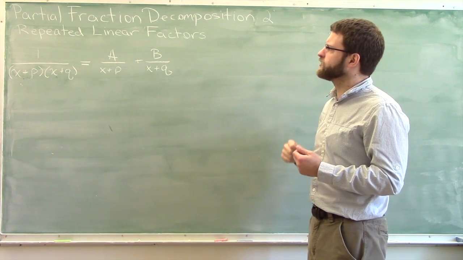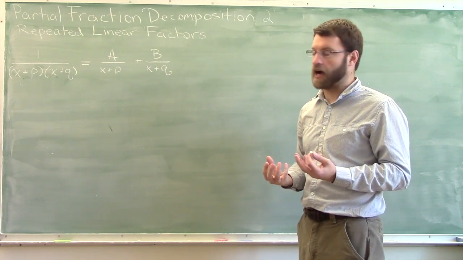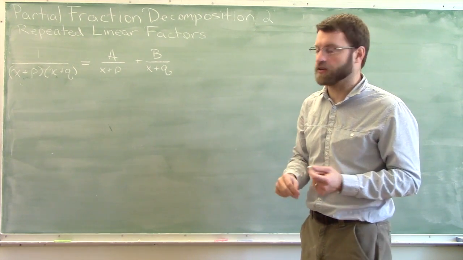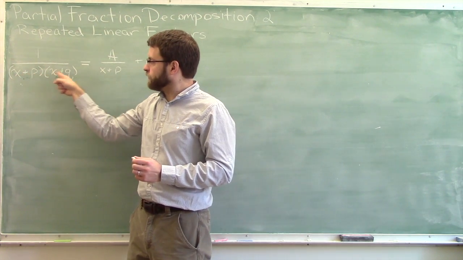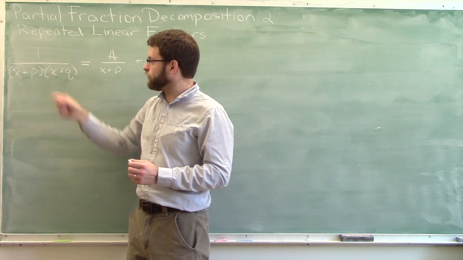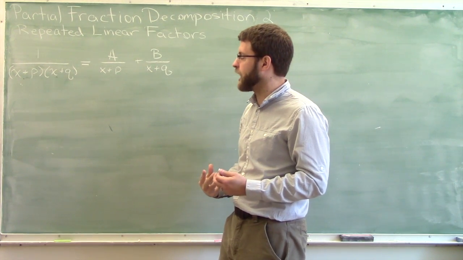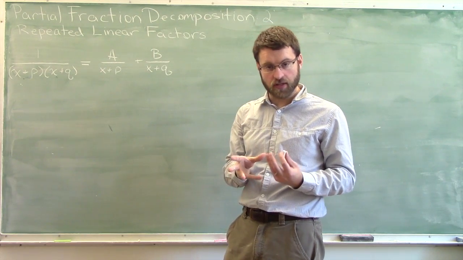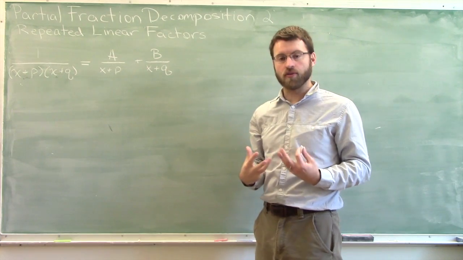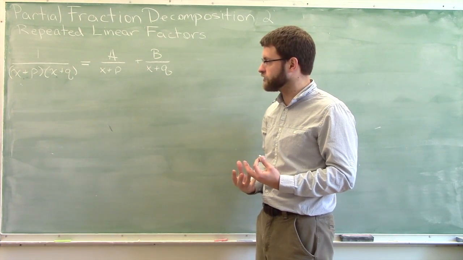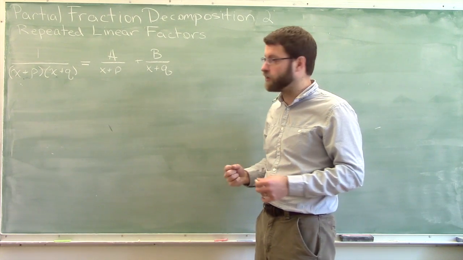So in this situation, what I want to do is consider what happens if we have repeated linear factors. What I mean by repeated linear factors is that one of the pieces in the denominator, when you write it out in factored form, is raised to a power higher than 1, like a square or a cube or something like that. And when we see this type of pattern in our denominator, it changes the way that we split up the partial fraction decomposition. It forces us to include more pieces to cover all the possibilities.